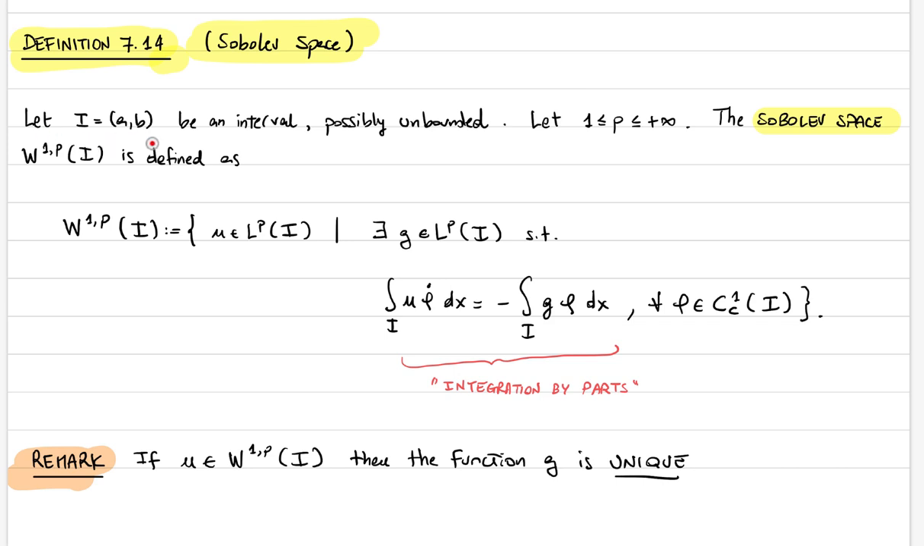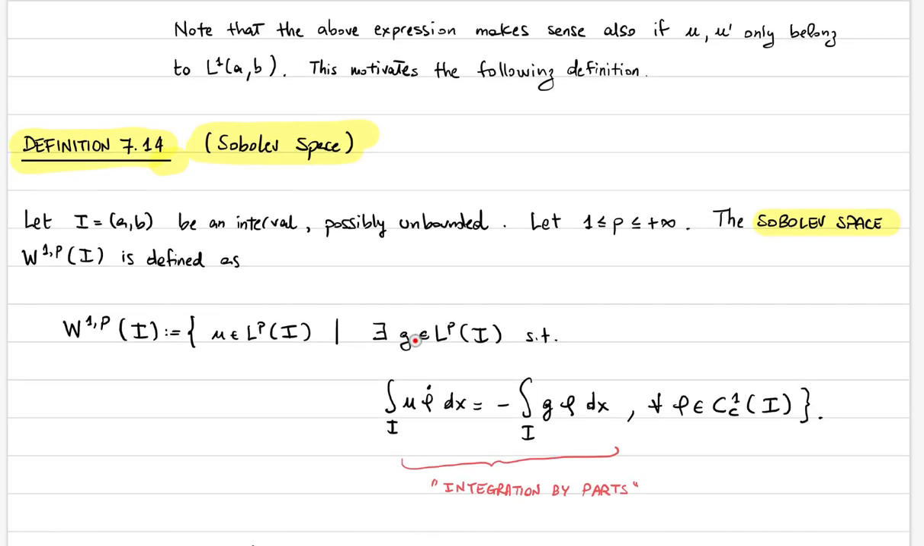So let I be an interval, possibly unbounded, and P between 1 and plus infinity included. The Sobolev space, which is denoted by W^{1,P}(I), is defined as the set of functions u in L^P(I), such that there exists some other function g in L^P(I), such that the integral of u times phi prime is equal to minus the integral of g times phi. And this has to be true for all test functions, so for all functions which are C1 compactly supported in I.